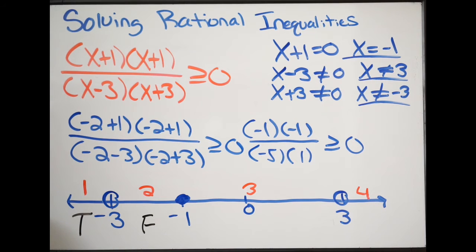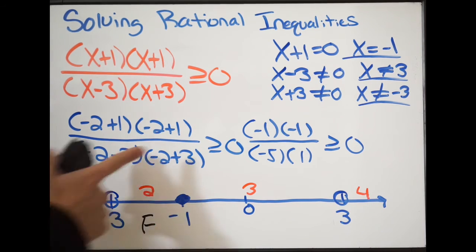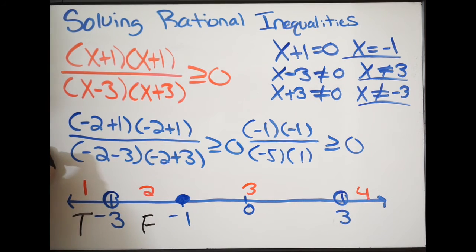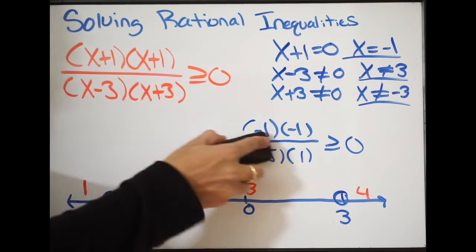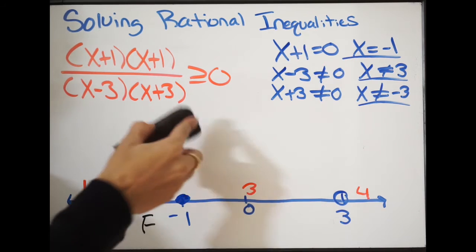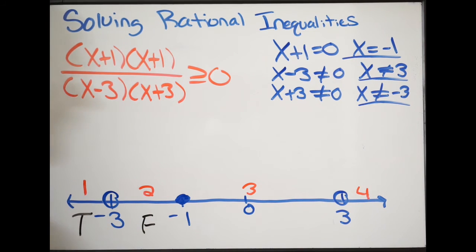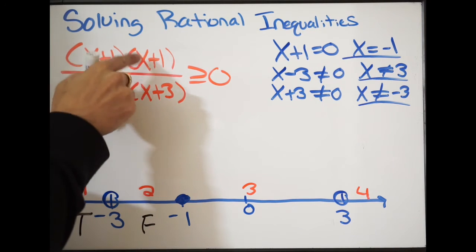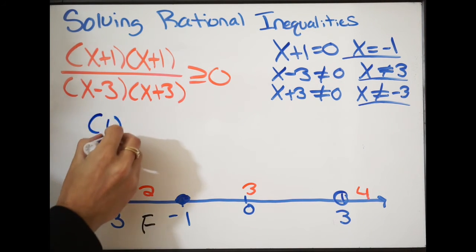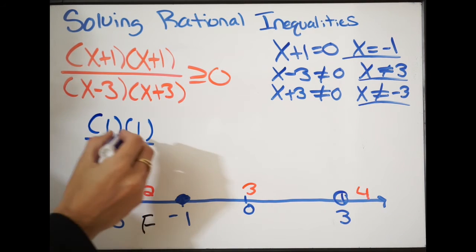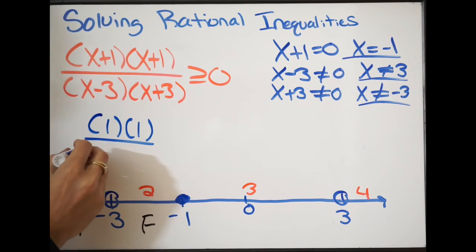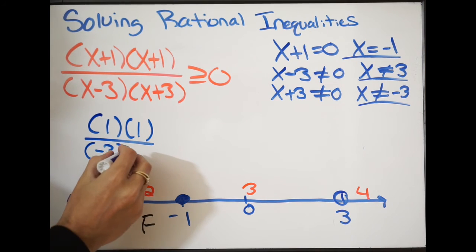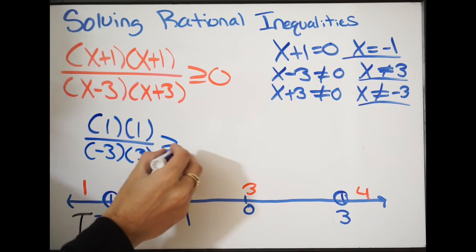All right. Okay, let's go ahead and try region 3 now. So let's go ahead and just erase this. And for region 3, we can pick 0. That's going to be extremely easy to work with. So let's go ahead and do that. So we're just going to plug in a 0 wherever we see x. And I'm just going to go ahead and write it out. So if I plug a 0 here and a 0 here, we know it's just going to be 1 and 1, right? And same thing here. If I put a 0 here and a 0 here, it's just going to be negative 3 and 3, right? And this is going to be greater than or equal to 0.